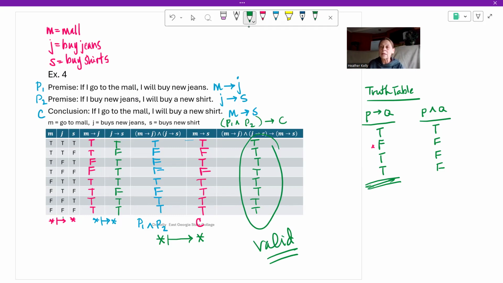So what we have here is valid. Okay. If any F's came up, and you will have some in your homework, but if any F's come up along that last line there, then it is not a valid argument.